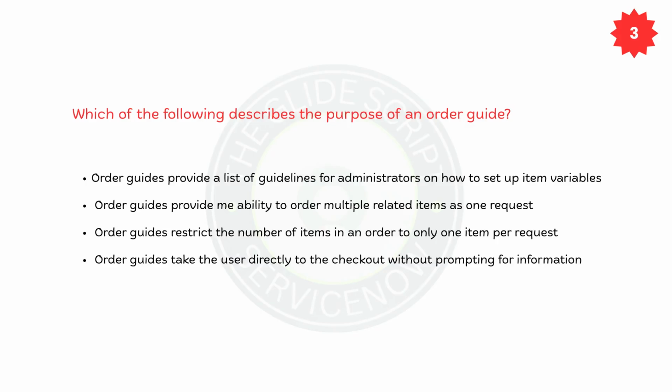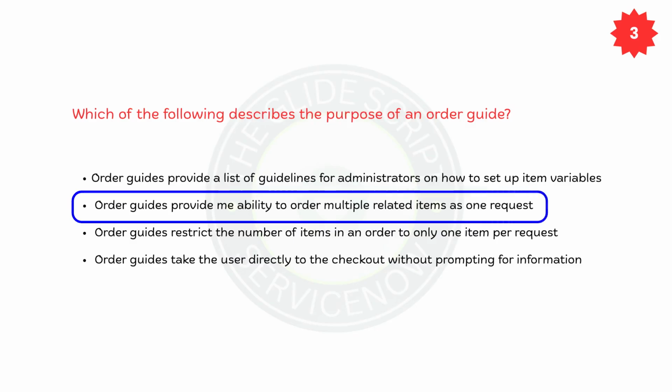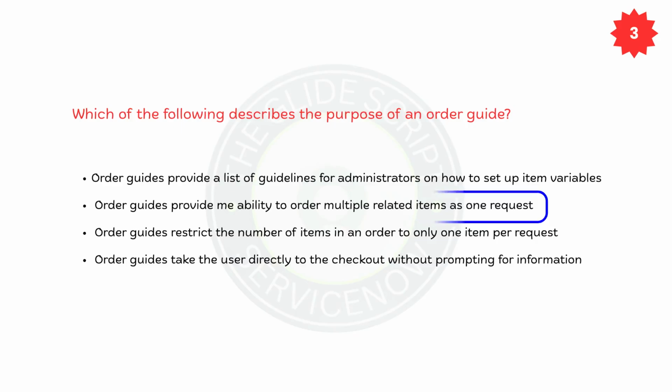Next, which of the following describes the purpose of an order guide? There are 4 options given. Read each and every option. So option number 2 is correct. Order guides provide the ability to order multiple related items in one request. You can add multiple items in a single catalog request.